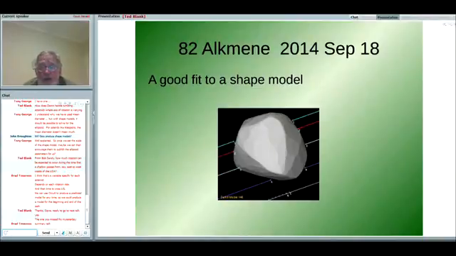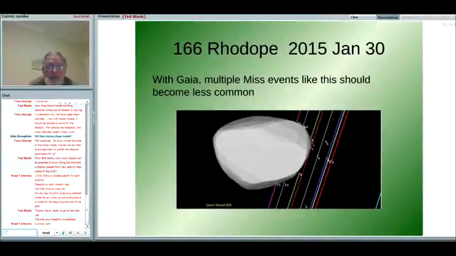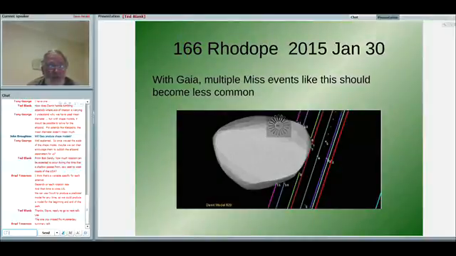Elk mean, 4 chords, very nice fit. Again, no rotational fit applied to that, but it's a good fit to that shape model. And again, when you've got a fit to a shape model, then you've got a scale. Next one. Here's one which was a nice fit to the butt end of an asteroid with a whole heap of miss events. Gaia, we should not have this type of situation. We should have everybody getting the asteroid. Next slide. This is going to be a very short presentation.